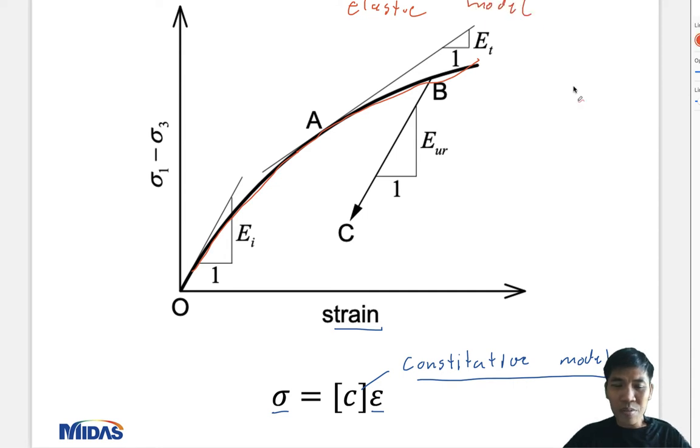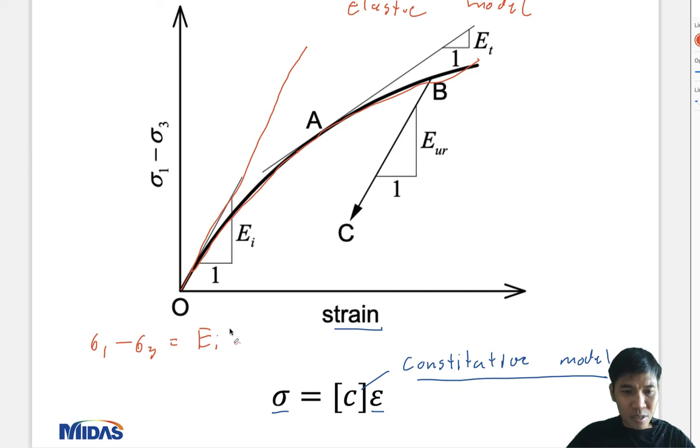You can make this constitutive model easy, just the relationship between stress and strain, and we can draw a line here. If we set the relationship between stress and strain as linear, we have our first constitutive model: sigma 1 minus sigma 3 equals E_i times strain. So E_i here is the constitutive model. Or if we unload here, we can change from E_i to E_ur, or E unload. This can also be defined as a constitutive model for unloading.